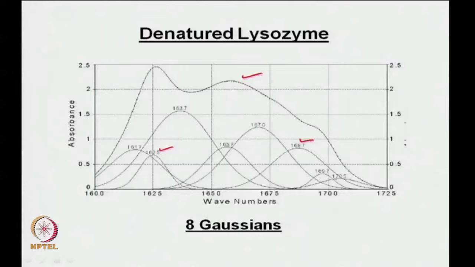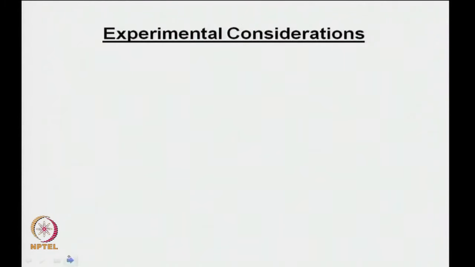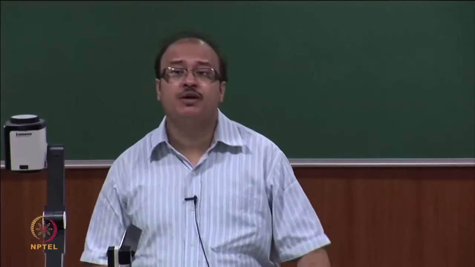So, again before leaving this slide, the denatured lysozyme has been fit with 8 Gaussians, and the native lysozyme was fit with 6 Gaussians. Okay. Now, let us move into some experimental considerations.